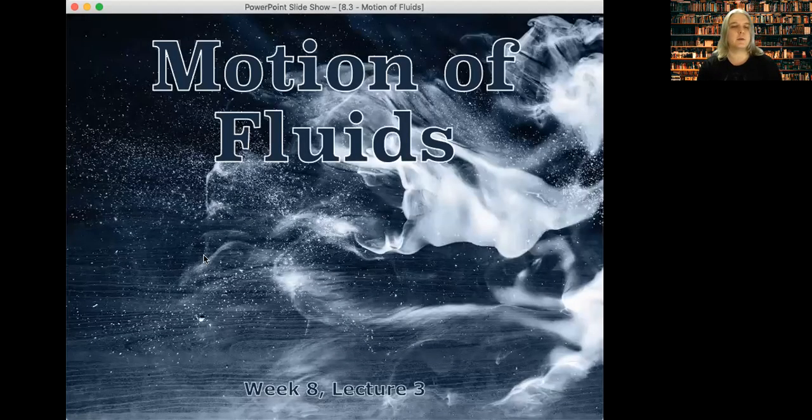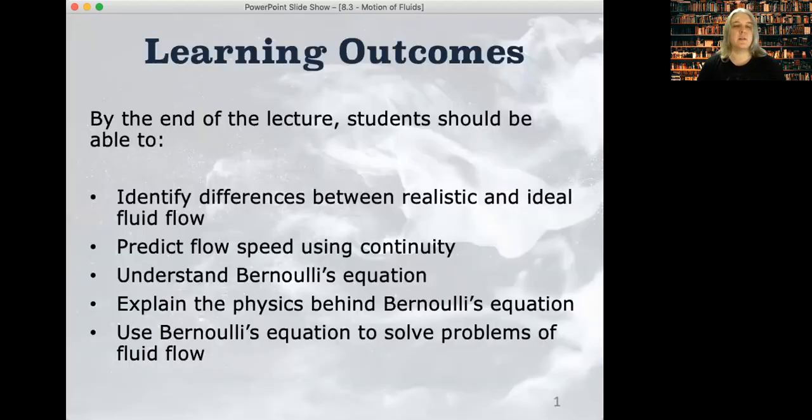So motion of fluids. Remembering fluids means gases or liquids, but as you'll see, we'll bring in this idea of ideal fluid flow and discuss what that means and what limits that places on what fluids we're actually considering. We're then going to look at flow speed using a concept called continuity. We're going to introduce Bernoulli's equation.